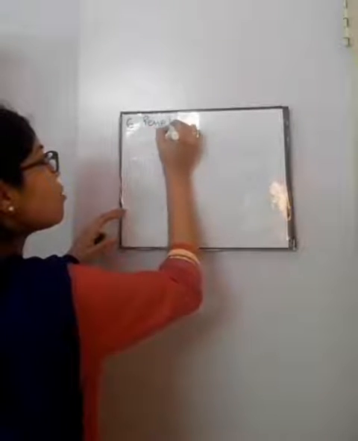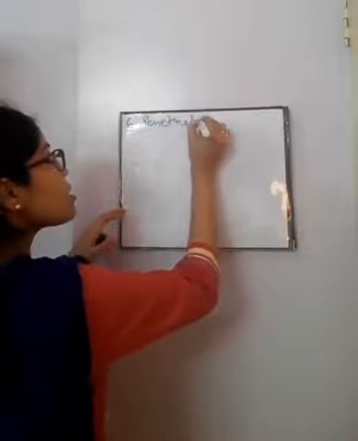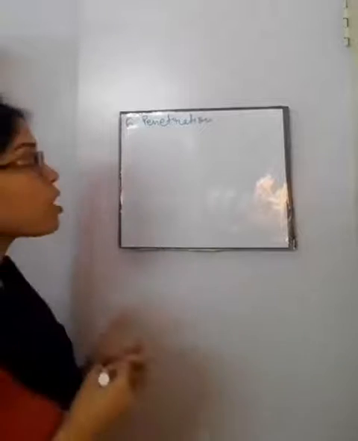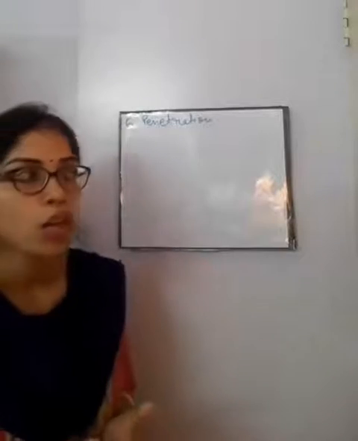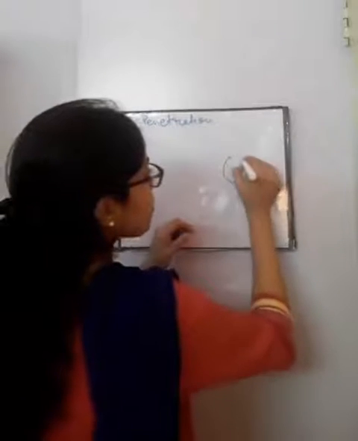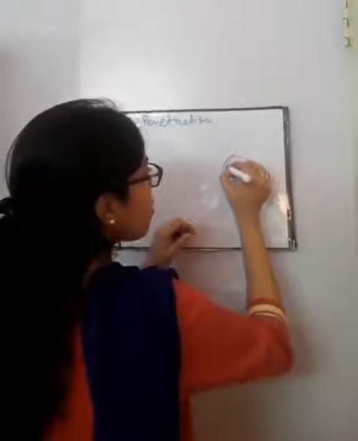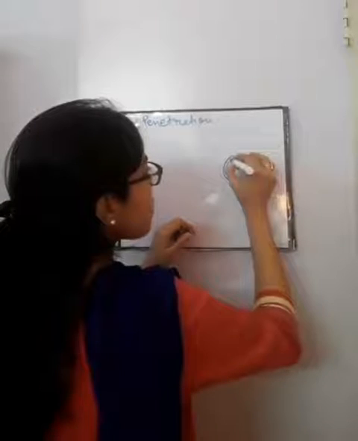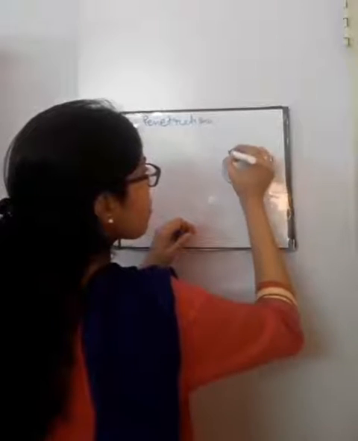This is again a very important step. Penetration of the ovum by the sperm. So how will it take place? See, this is the ovum, and the ovum is surrounded by many layers. I will draw each of them for you.